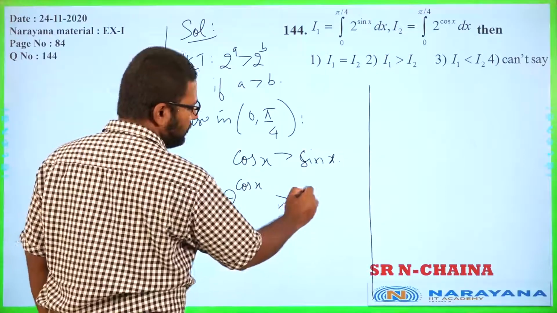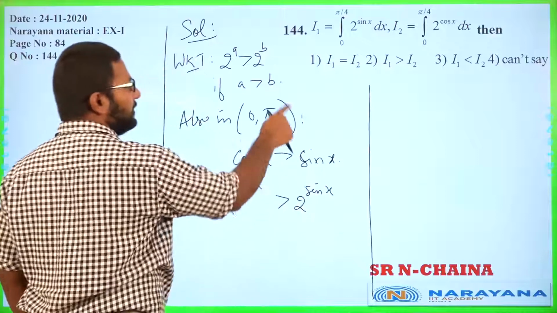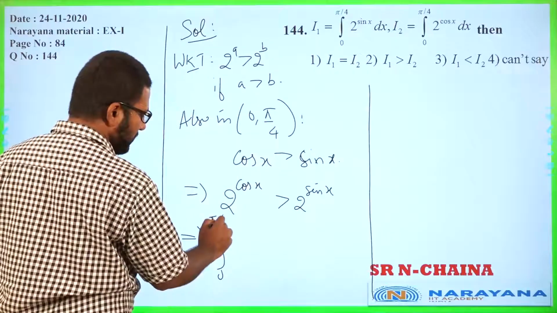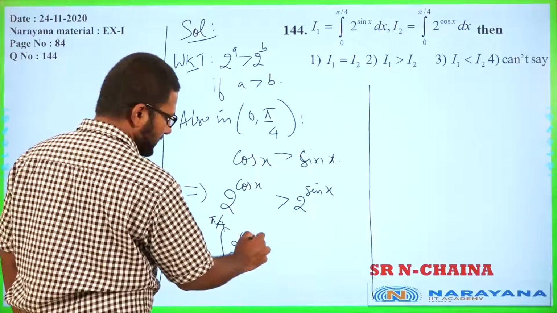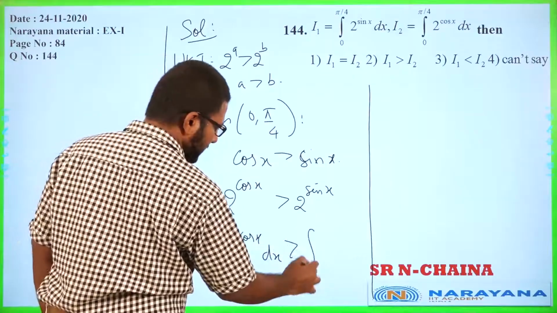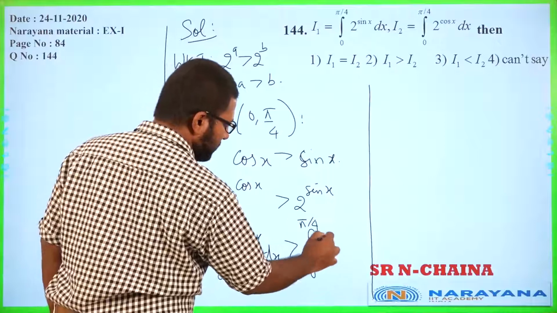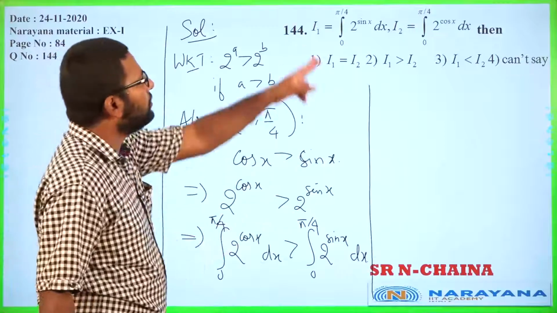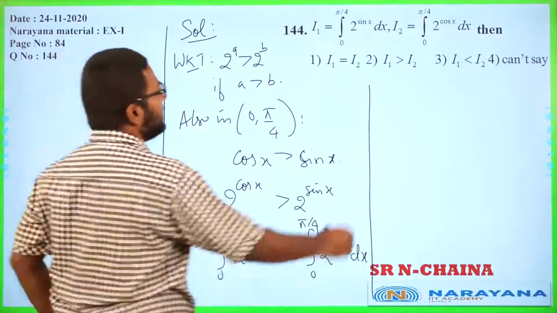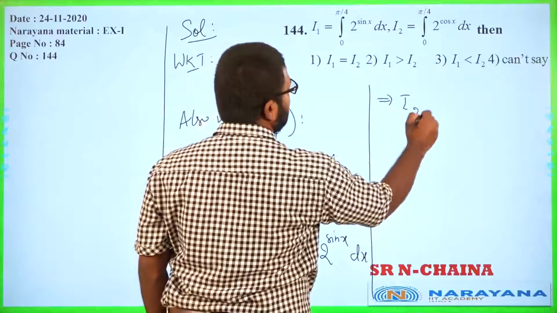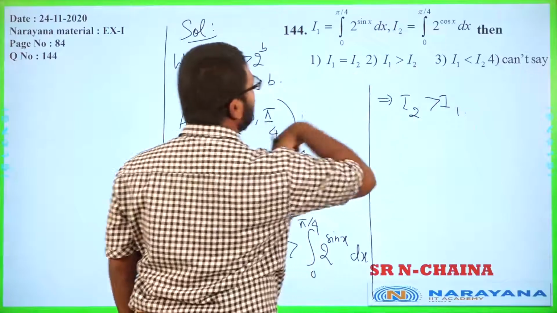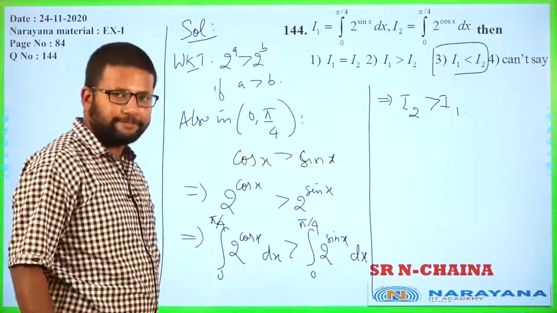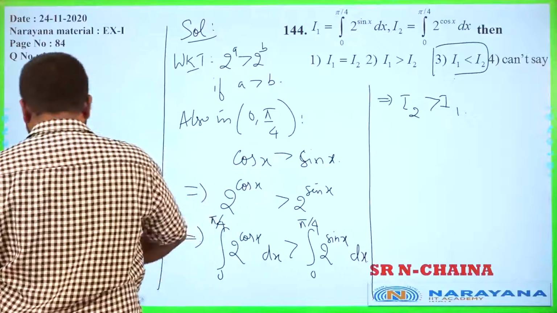No equal to, because this is a strict inequality, which means we can conclude that 2 raised to cos x is greater than 2 raised to sin x in 0 to pi by 4, which means the integral from 0 to pi by 4 of 2 raised to cos x dx is greater than the integral from 0 to pi by 4 of 2 raised to sin x dx. Correct? So I2 is greater than I1. Got it? Okay, let us proceed then.